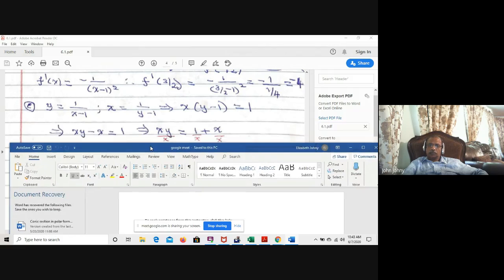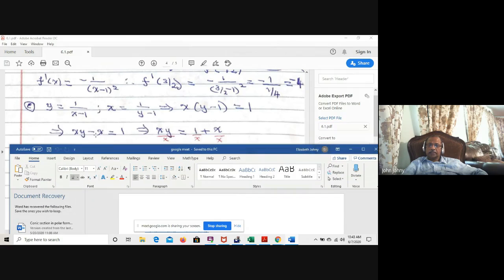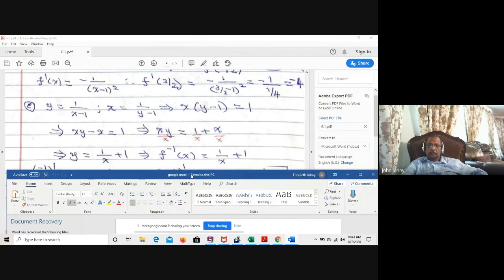Now you distribute x. xy minus x is equal to 1. Move x to the right side. So you get xy is equal to 1 plus x. Divide all the terms by x. You get y is equal to 1 over x plus x over x, which is 1. So 1 over x plus 1. That implies f inverse of x is equal to 1 over x plus 1. So that is the inverse.